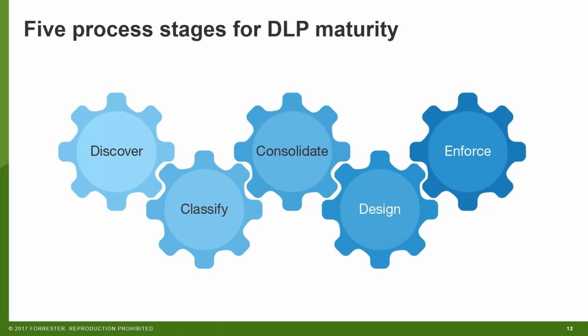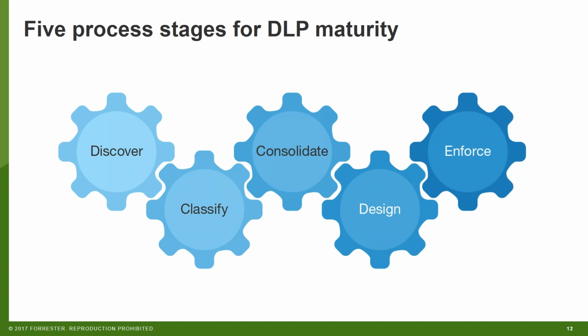I often find that with DLP discussions, classification comes up quite a bit. So this is just a way to illustrate what we see as five pretty key process stages for maturity for a DLP program, and if you're also trying to implement a DLP technology within your company. It really starts with data discovery, just understanding where your data is, classifying it, understanding what it is that you're trying to protect, and consolidate.